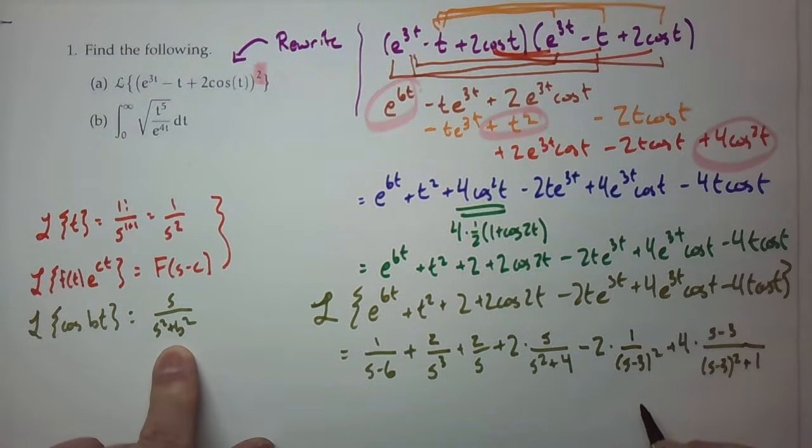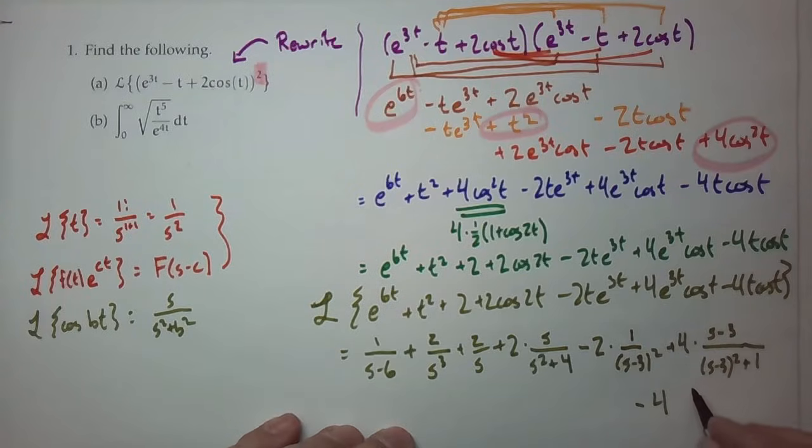All right, and then the last one. T cosine t, we look on the formula sheet and we say, formula sheet, you're nice. And it'll say s squared minus 1 over s squared plus 1 squared. So that's the last part, the t cosine t. There's a minus 4 in front. And the formula is s squared minus b squared over s squared plus b squared quantity squared.